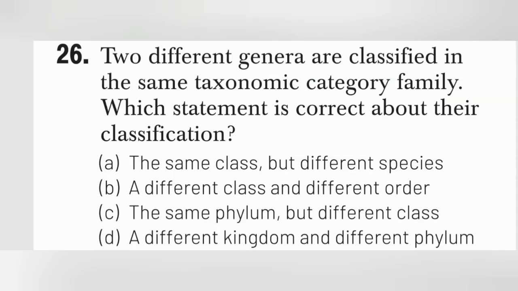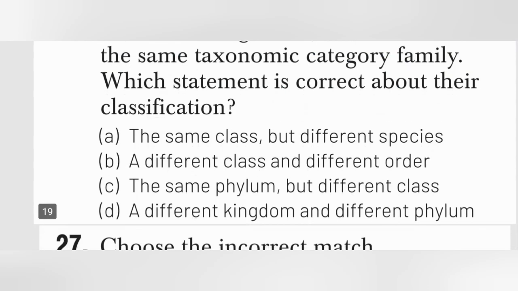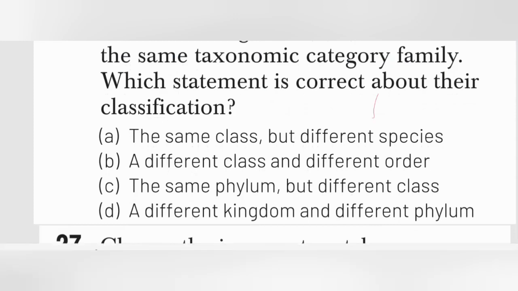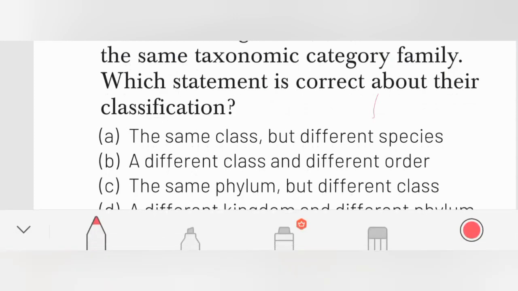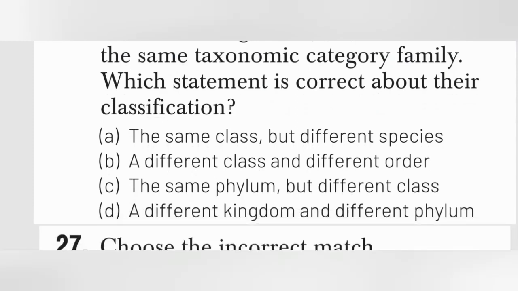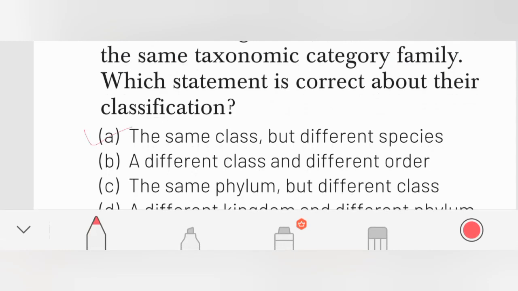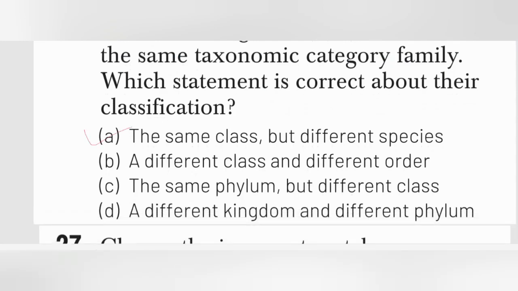Okay, next question. Two different genera are classified in the same taxonomic category family. Which statement is correct about their classification? Okay, so options are: A, the same class but different species; B, a different class and different order; C, the same phylum but different class; and D, a different kingdom and different phylum. Yes, so the answer is A, the same class but different species.